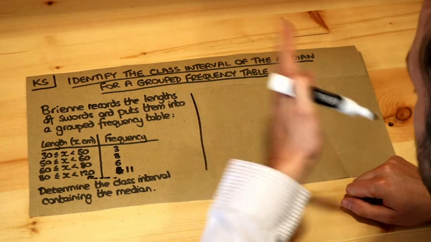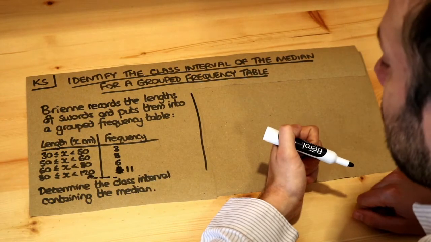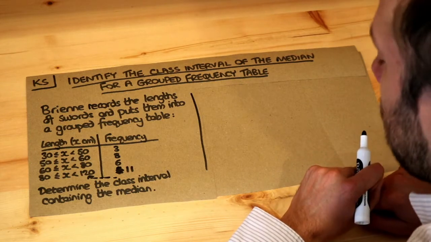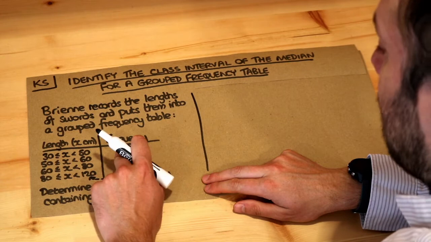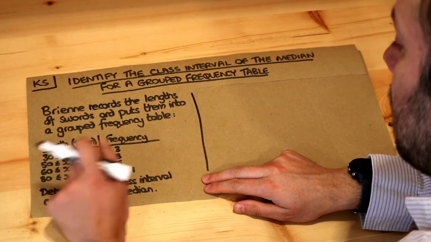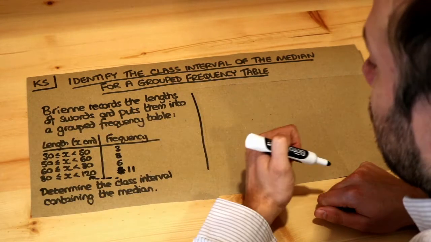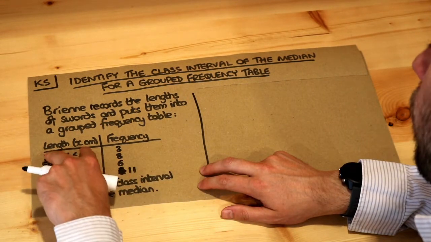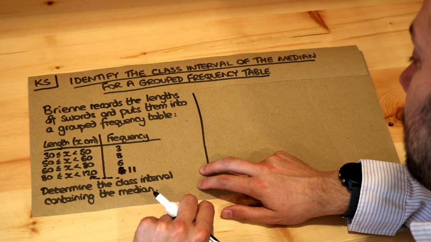Remember, the median means the middle value. So if we line up all the swords in ascending order of length, what would be the middle sword? Now, it's not possible to actually work out what the median is because we don't know the exact lengths of the swords. We know, for example, these 3 swords have a length between 30 and 50 centimetres, but we don't know what the actual lengths were within that group. So it's not possible to work out the median. However, it is possible to work out which of these class intervals the median sword is in.